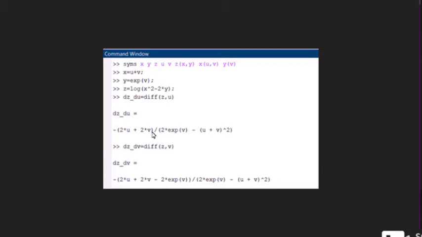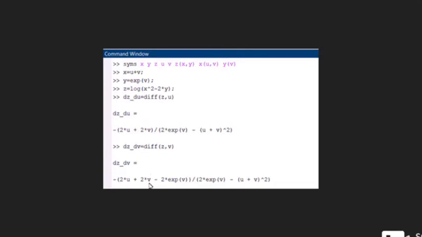For dz/dv, we have to differentiate z with respect to v, and then we get the same answer as the manual calculation, but this is in the software calculation. The answer is 2u plus 2v, but it is the same in the manual.